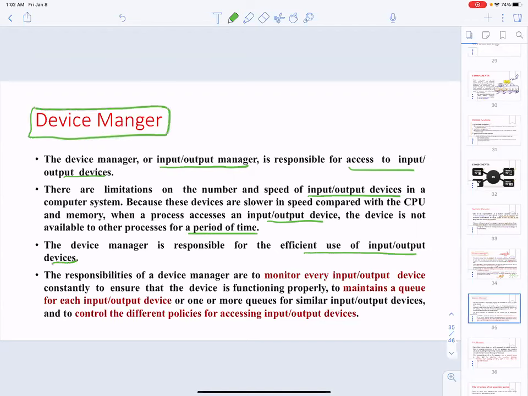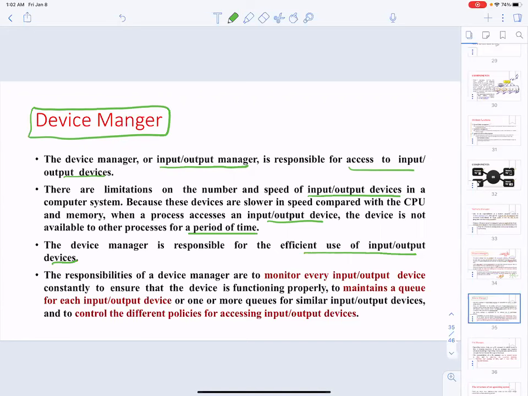That being said, the responsibility of a device manager is to monitor every input and output device to ensure that the device is working properly and functionally efficiently, and to maintain a queue for each input-output device access, or one or more queues for similar input and output devices.